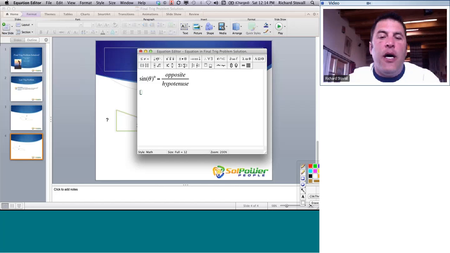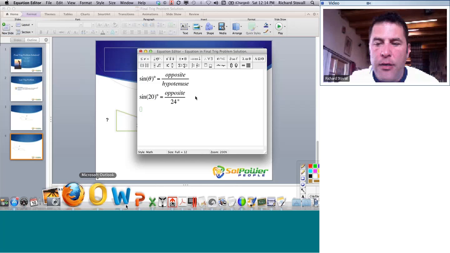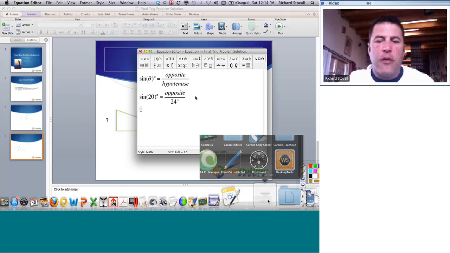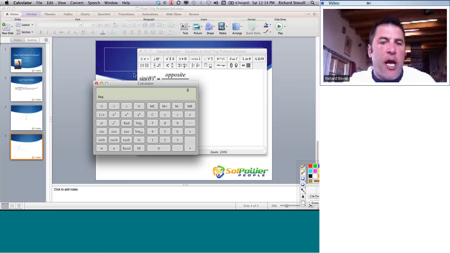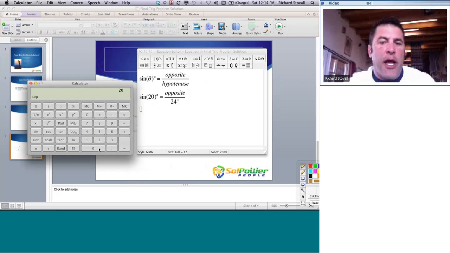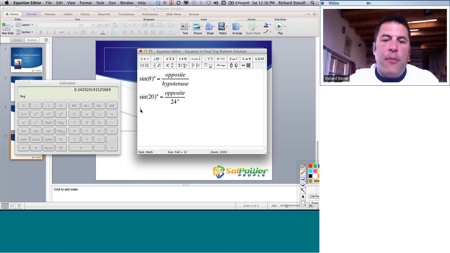Okay, so we have the sine of 20 degrees is equal to the opposite over 24 inches. Okay, which means the sine of 20, let me grab my calculator here. So we type in 20, and then we punch in sine, and it looks like we're at 0.342. We'll just say 0.342 is equal to the opposite over 24.